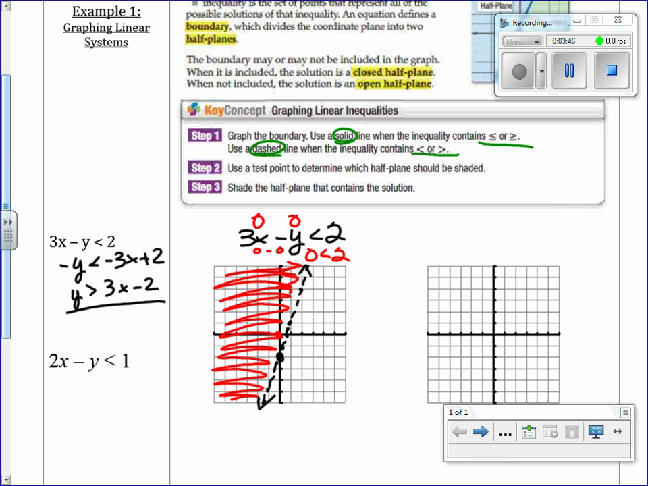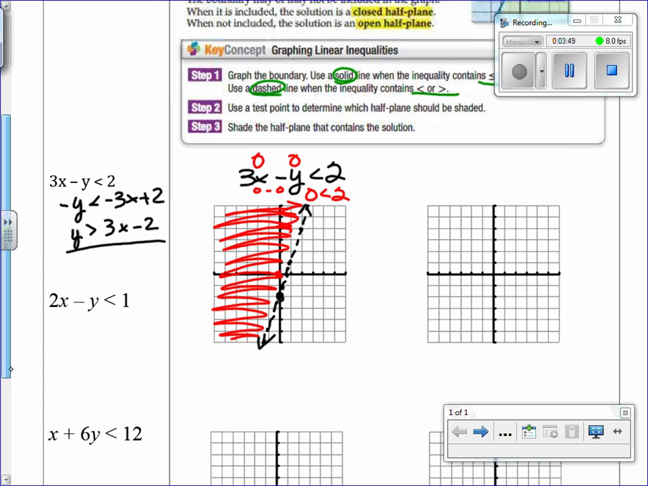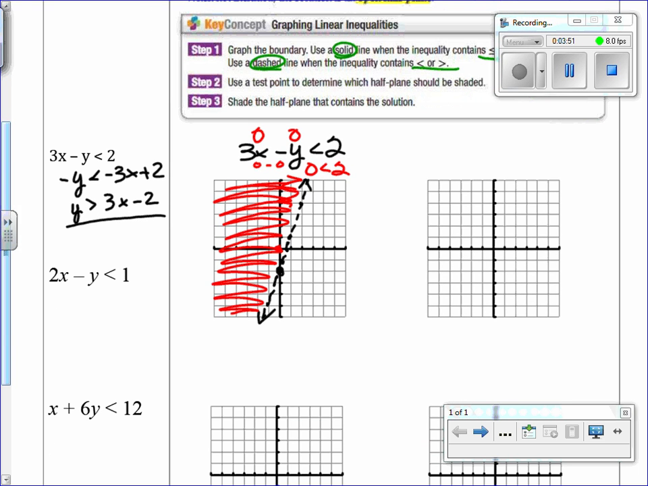So now let's try another one: 2x minus y is less than 1. Negative y is less than negative 2x plus 1. Again, I can't have that negative y, so I want y, but it's going to be greater than 2x minus 1. So here I write down my original inequality: 2x minus y less than 1.